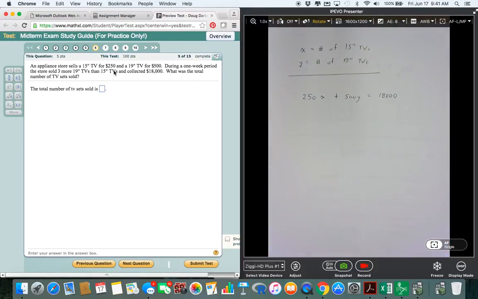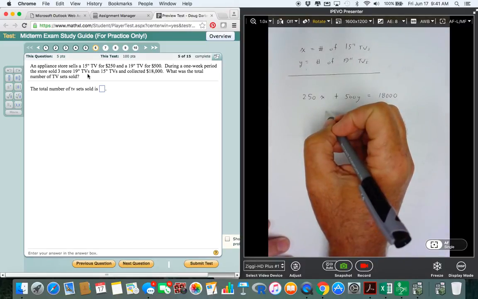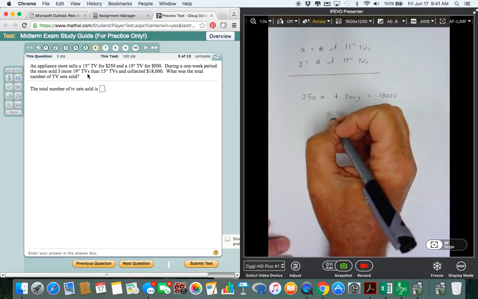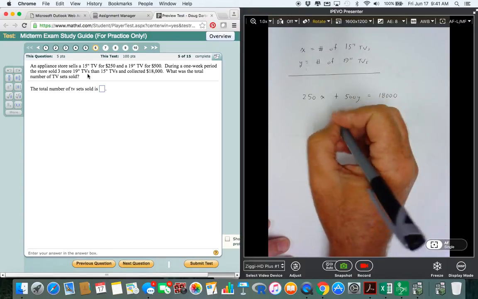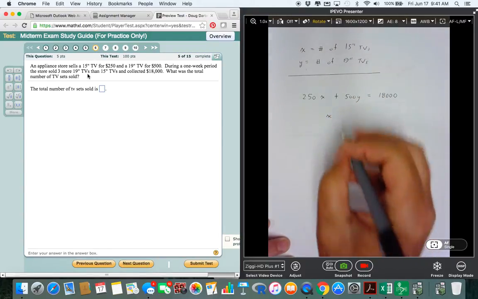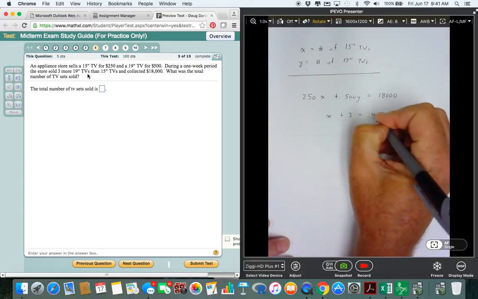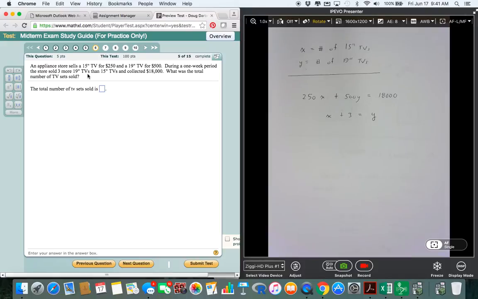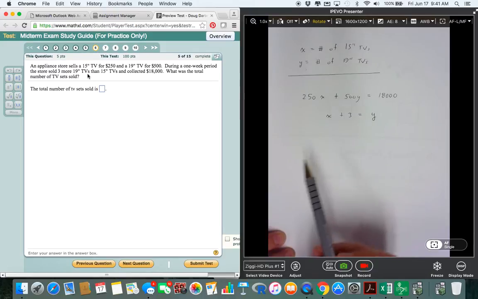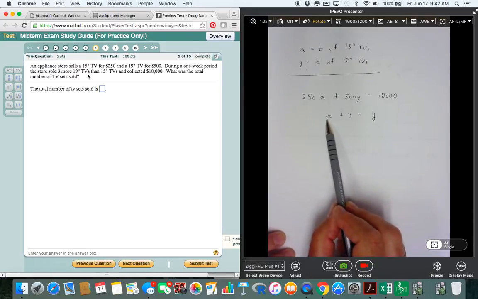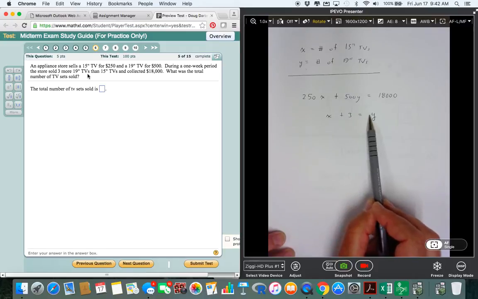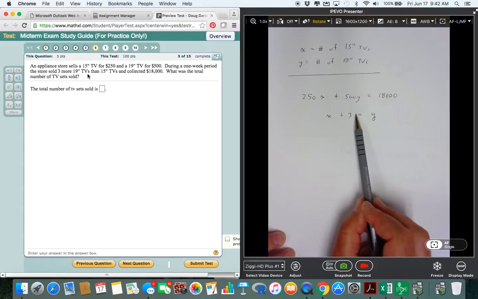that was brought in. Now, during a 1-week period, the store sold 3 more 19-inch TVs than 15-inch TVs. So what that tells me is the number of 15-inch TVs that I sold, plus 3, will be equal to the number of 19-inch TVs. Now, a lot of people get that backwards. Reading from left to right, they'll say that the number of 19-inch TVs are 3 more, but that doesn't make an equation. That makes a verbal statement.